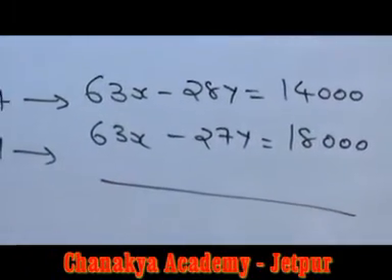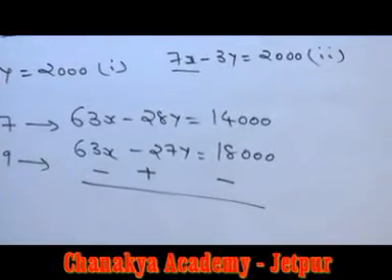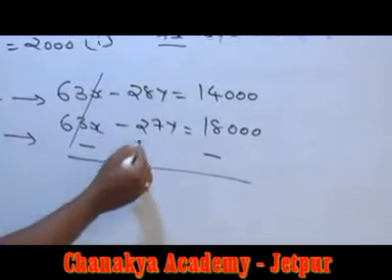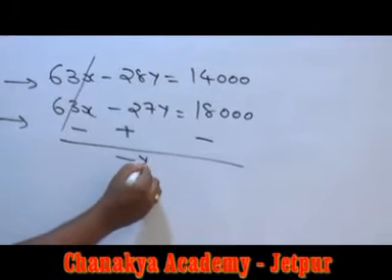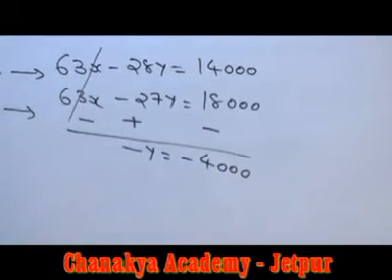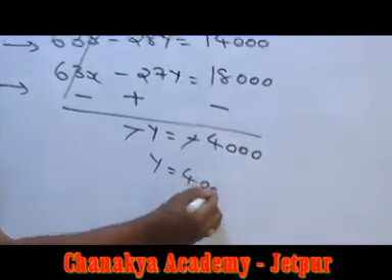Okay student, now it's time to change the sign: minus, plus, minus. Here 63x gets nullified. Minus 28y plus 27y gives minus y equal to minus 4,000. Eliminating minus on both sides, y equal to 4,000.